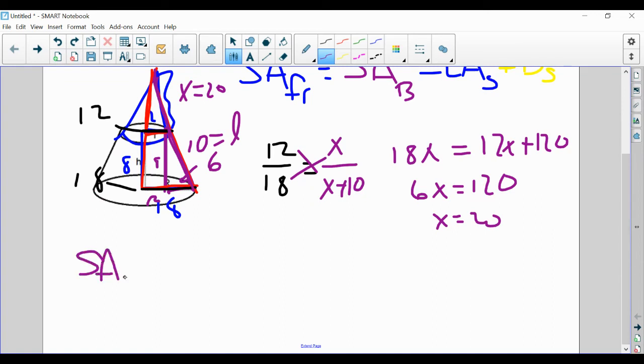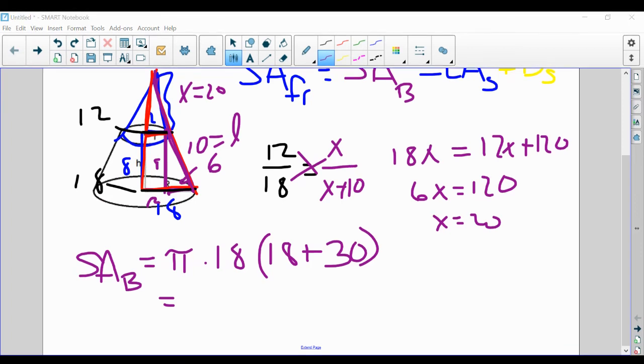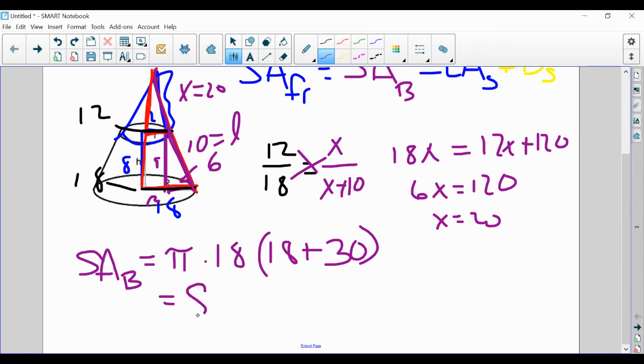So the surface area of the big cone is equal to pi times my radius, which is 18, times the radius plus the slant height, r plus L. And then I'm going to get, let's see, 18 plus 30 is 48. I'm just pulling up my calculator. So 48 times 18, I get 864. So 864 pi. That is the surface area of the big cone.